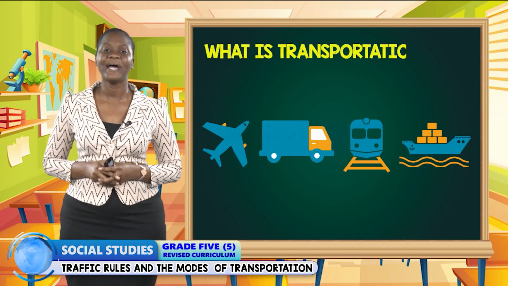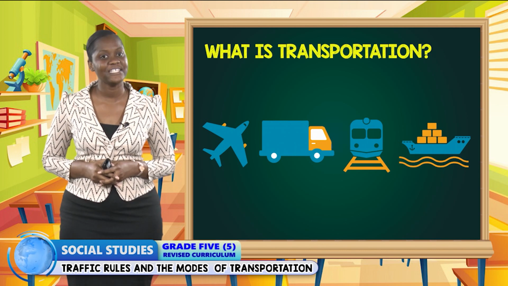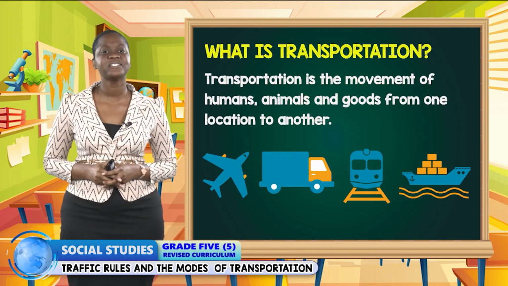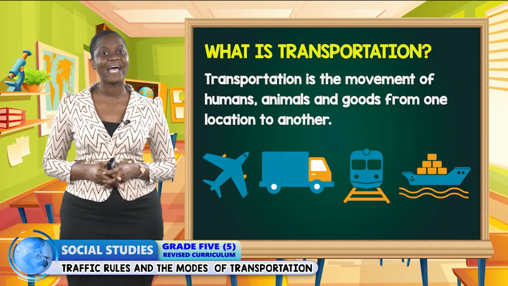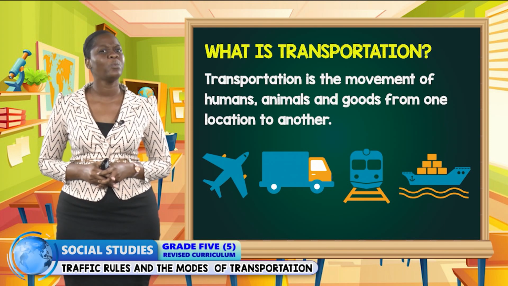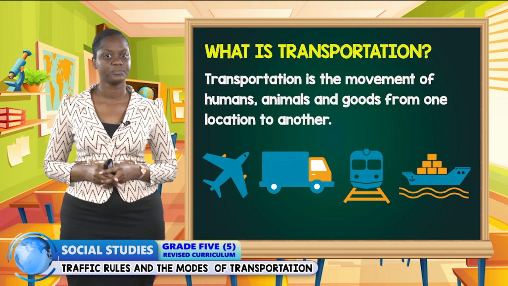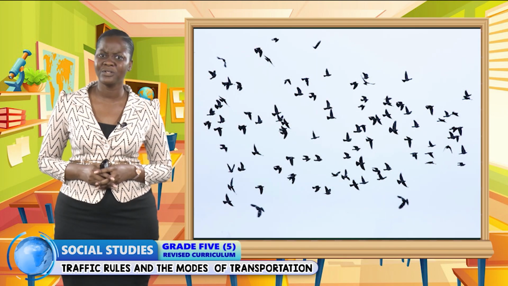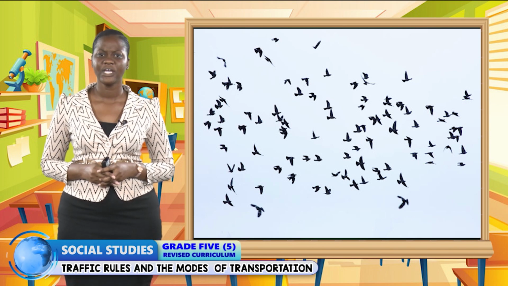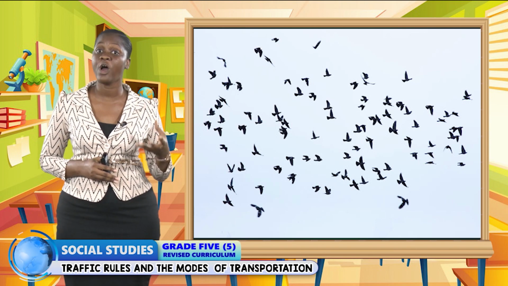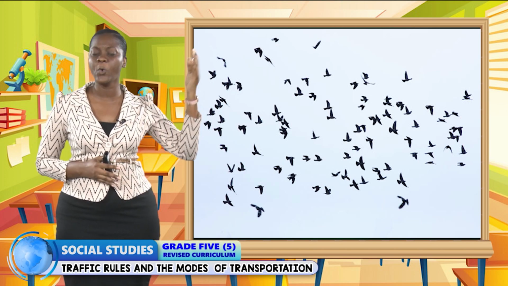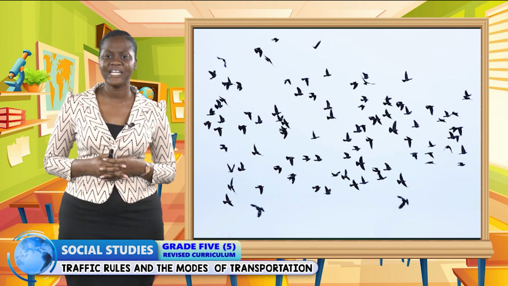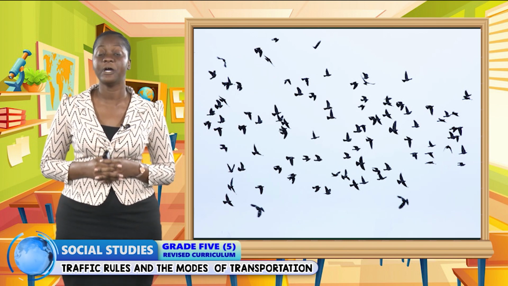So let's begin by looking at what is transportation. Transportation is the movement of humans, animals, and goods from one location to another. But you may ask, how are animals transported? Have you ever seen flocks of birds flying overhead? Well then, that is evidence of the transportation of animals.